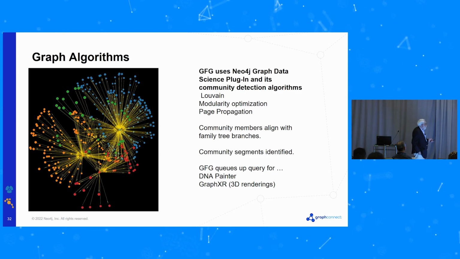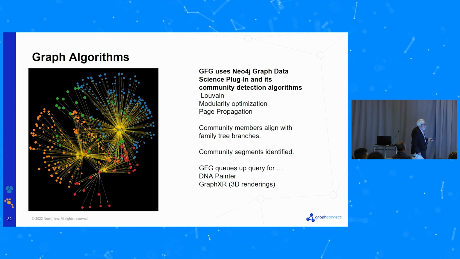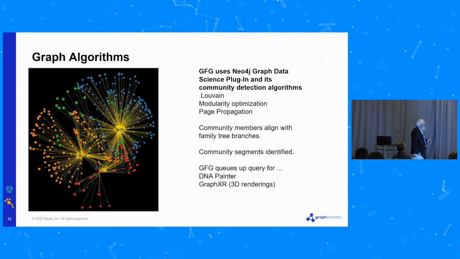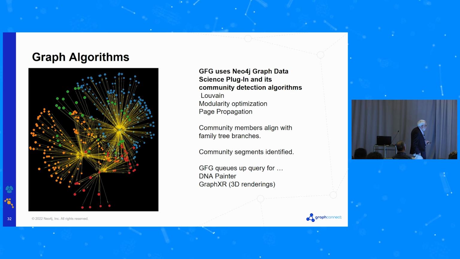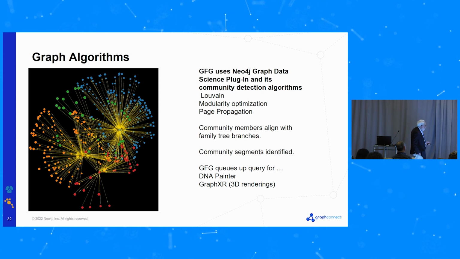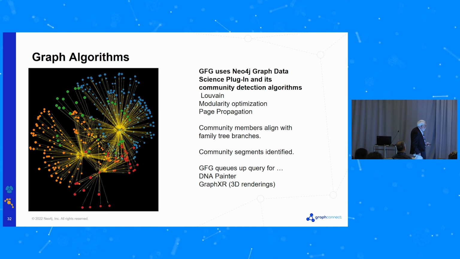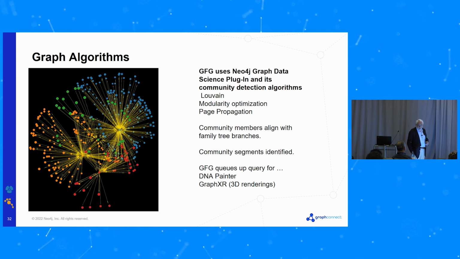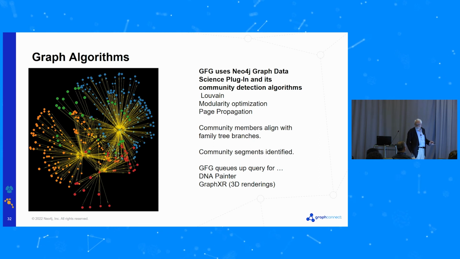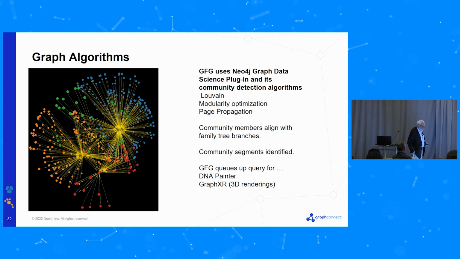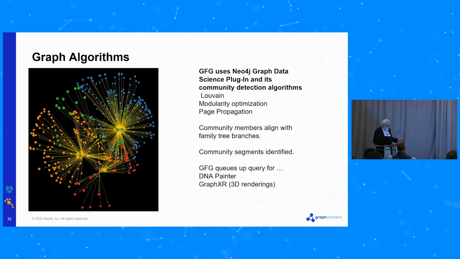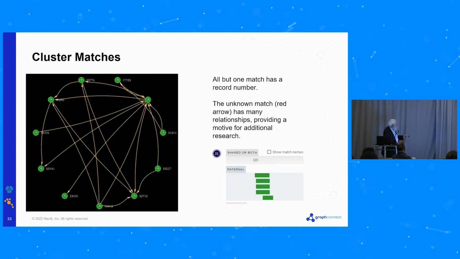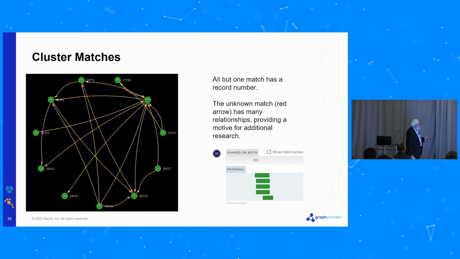So like we can do several of the algorithms we've done, the Louvain, the modularity optimization, page propagation, all of them give you very similar outputs in graphs. And then we can take that data and output it into GraphXR, either 3D, and I haven't done it yet, but they have the capability to do virtual reality things too, which would be pretty interesting. And then we also have the capability of throwing that stuff out into the DNA Painter.